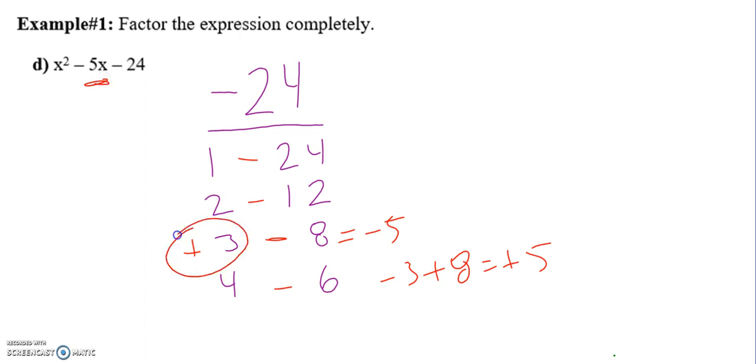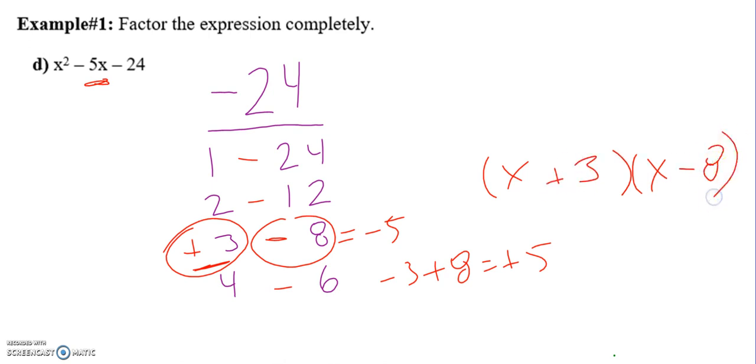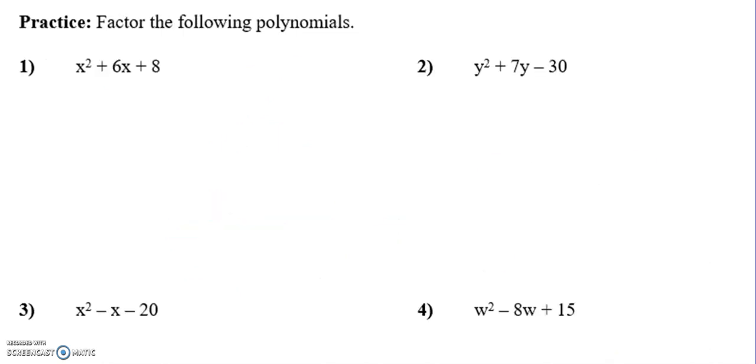Now here's my factors, positive 3 minus 8. So now I know I just have to do an x and an x. And I put this one in here, plus 3 minus 8. That's it. Then I can check it and it will all work out. All right, so hopefully that went okay for you. So now it's time for you to practice. Do all 4 of these, try your best, and only hit play once you have answers.